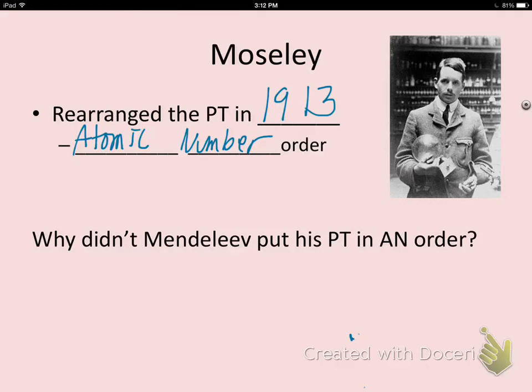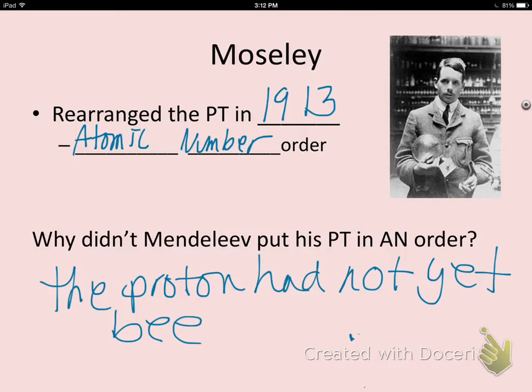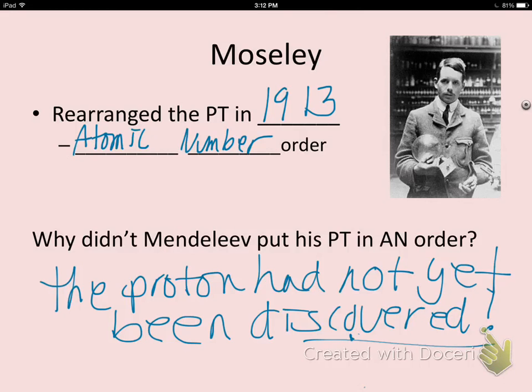So why didn't Mendeleev put his table in atomic number order? Well, it's easy to answer that question because at the time the proton had not yet been discovered. So no one had the concept of atomic number or the concept of protons, and what Mendeleev had was weights, so that's what he used. But the table does work better, and it's basically very similar to what Mendeleev had, but when they're arranged by atomic number, the similarity in properties lines up much better.